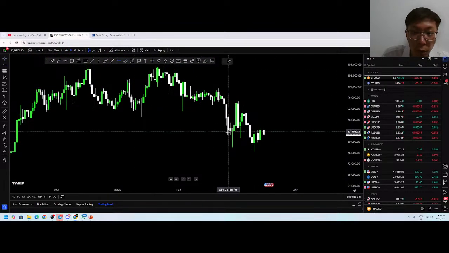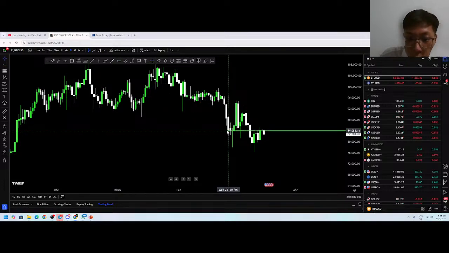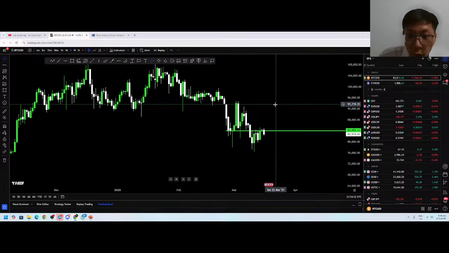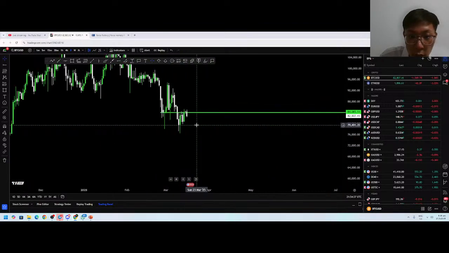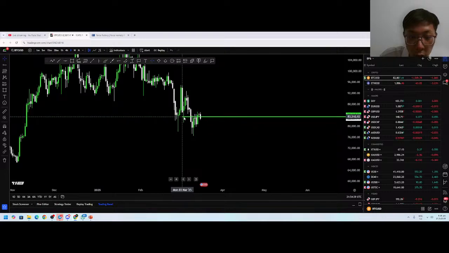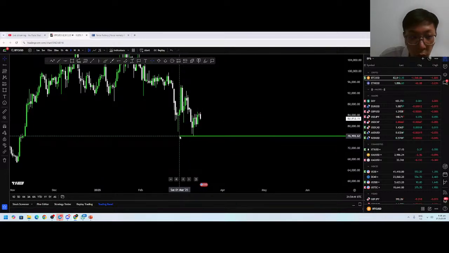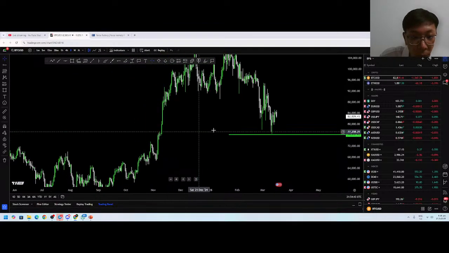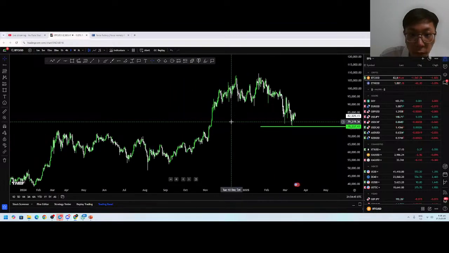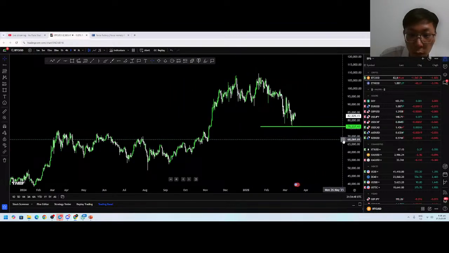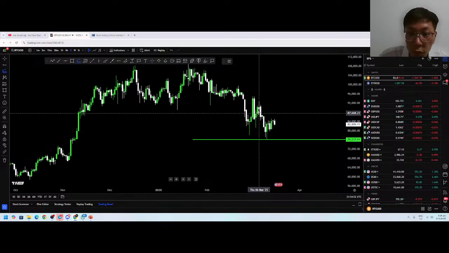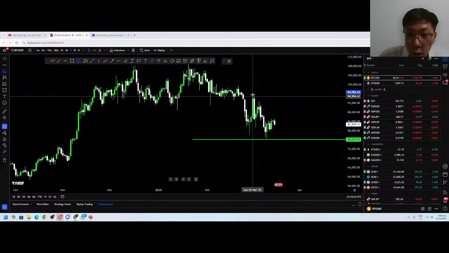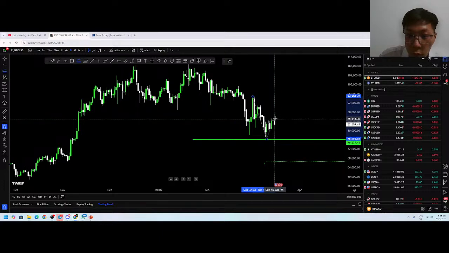If I were to go to daily, okay, let's see. I think this is a pretty interesting level. Oh, it's rather messy over here. Let's see. Fib projection, high, low.